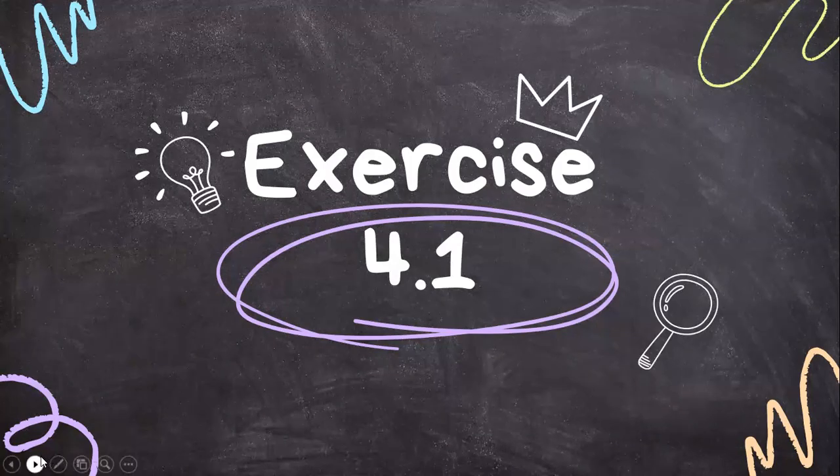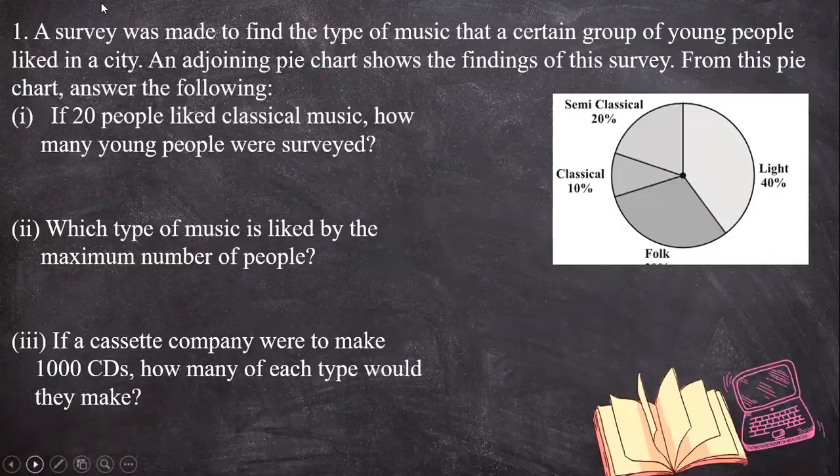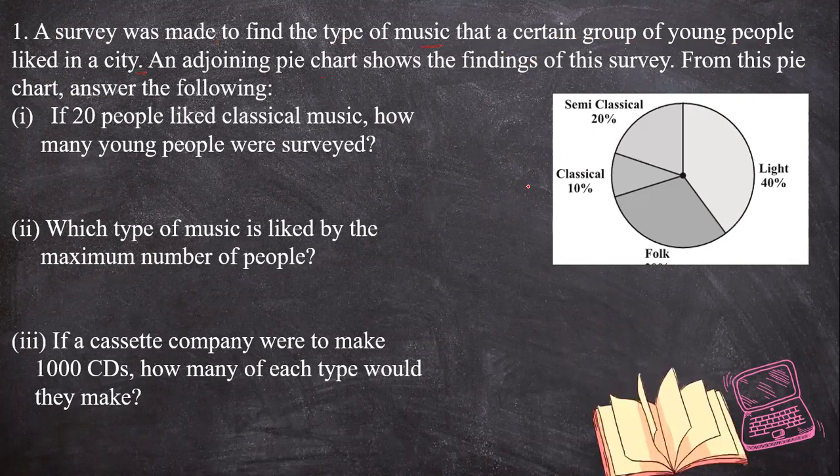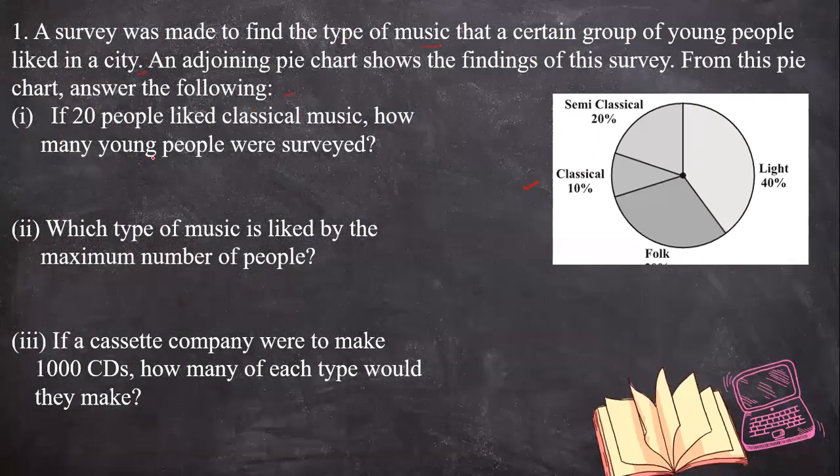So first question says, a survey was made to find the type of music that a certain group of young people liked in a city. So this survey was done and this pie chart shows the findings of this survey. From this pie chart, answer the following. First question: if 20 people liked classical music, how many young people were surveyed?